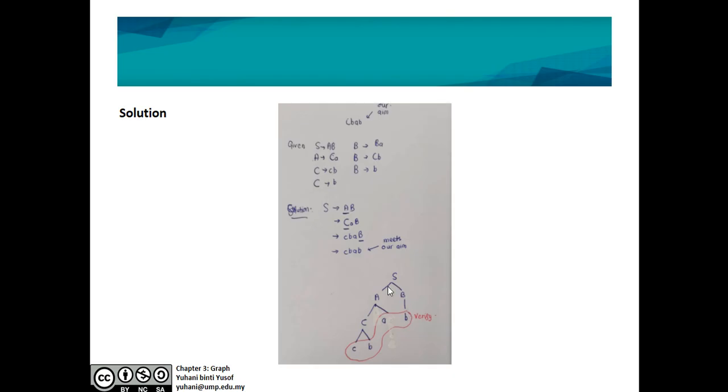So I know that my derivation tree is correct when I see that the leaves, read all together, give you the word which is our aim, CBAB. That is how we verify that our answer is true.